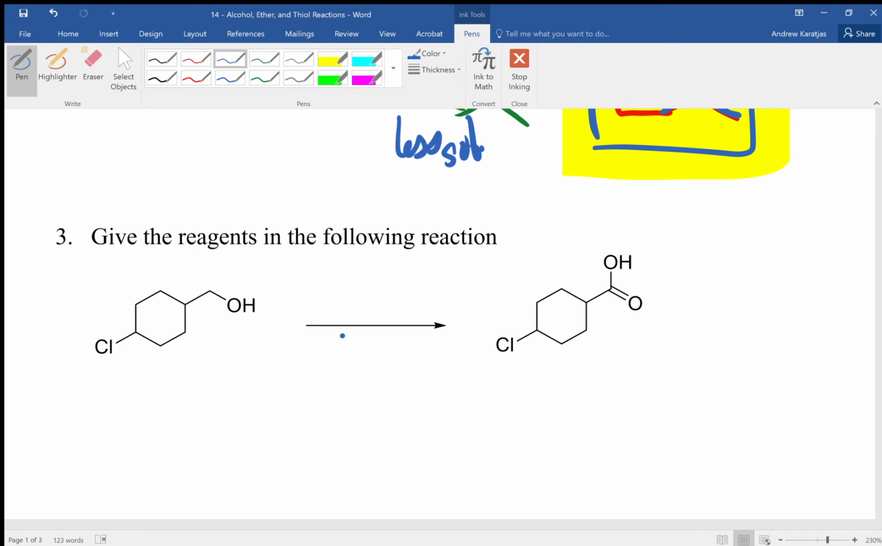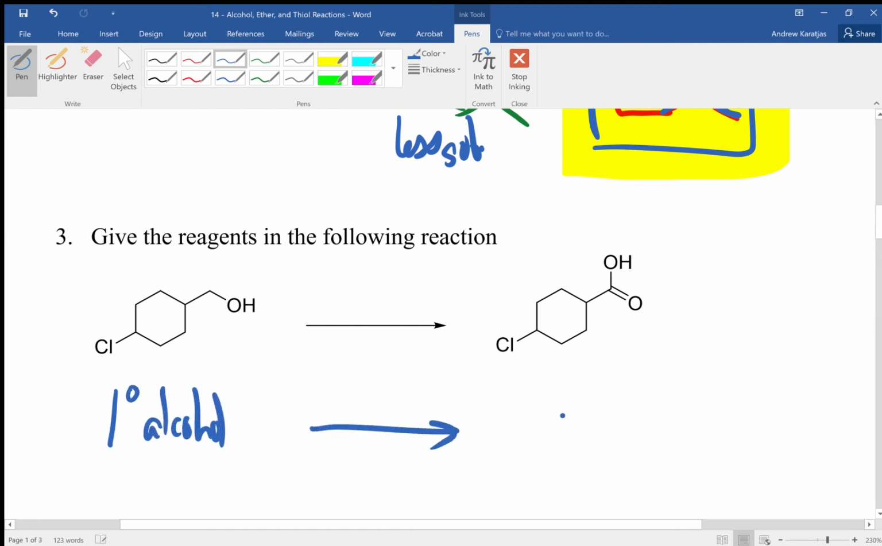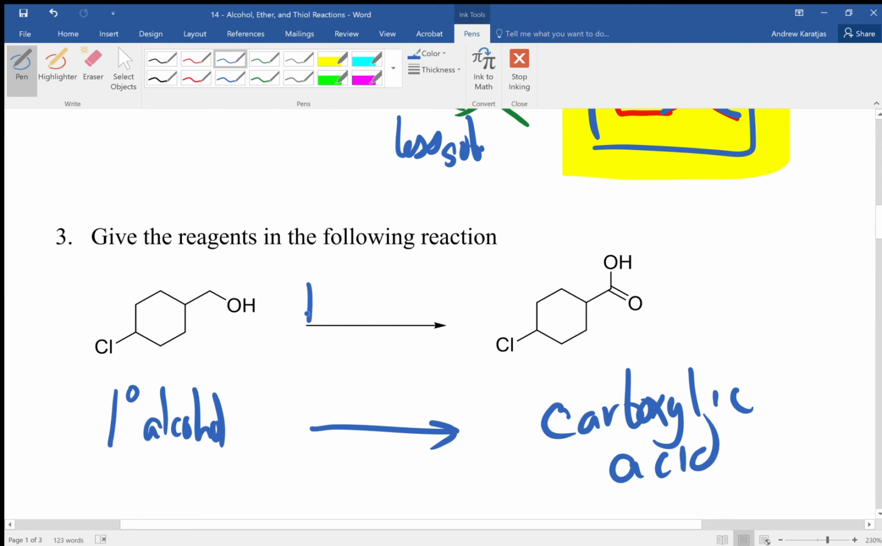Question 3 here, we're filling in the reagents. We can see that we have a primary alcohol, and that primary alcohol is being converted into a carboxylic acid. How do we do that? We do that using the dichromate or Jones reagent, and that's what allows us to do that in one step.